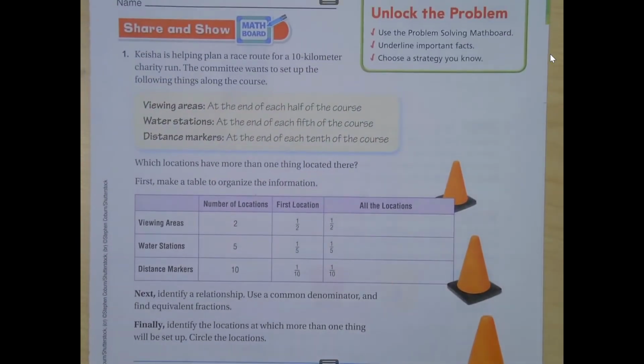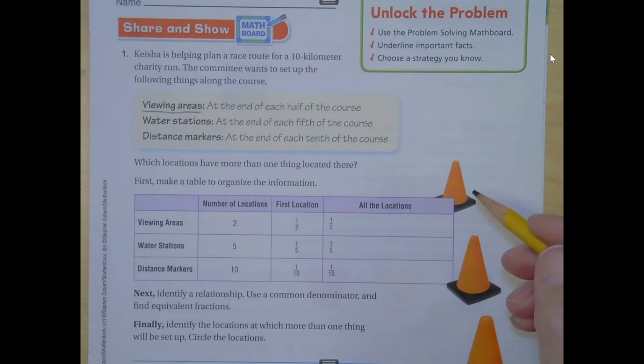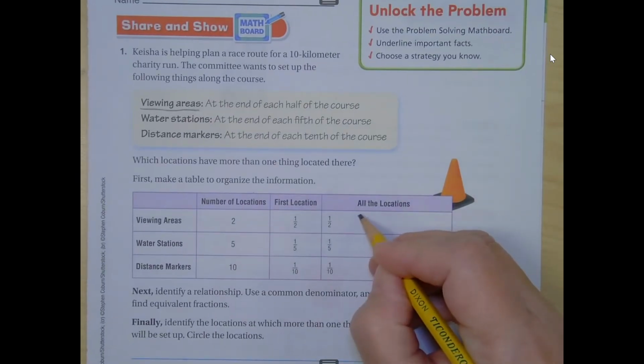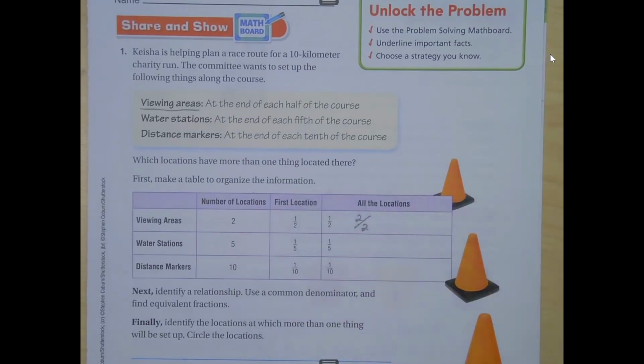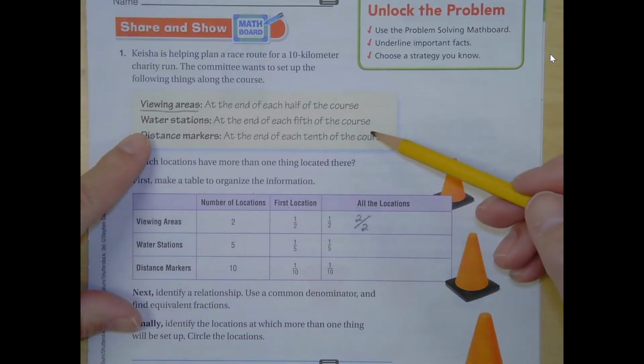Keisha is helping plan a race route for a 10-kilometer charity run. The committee wants to set up the following things along the course. So we're going to have some viewing areas at the end of each half of the course. So if you think about a viewing area, you've got one half, and then you could have 2 halves.